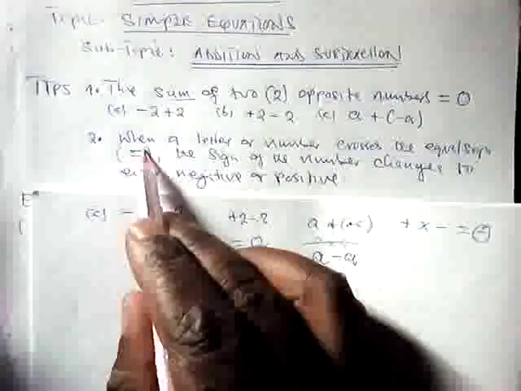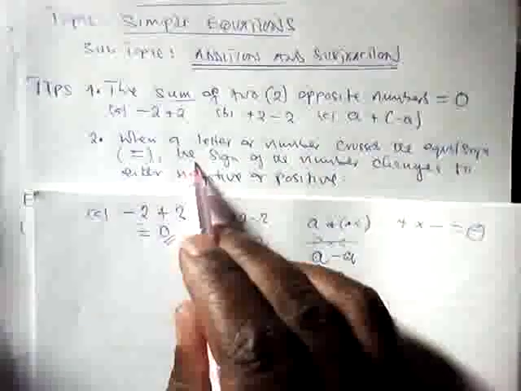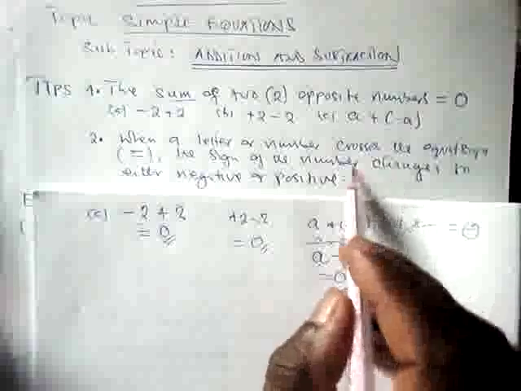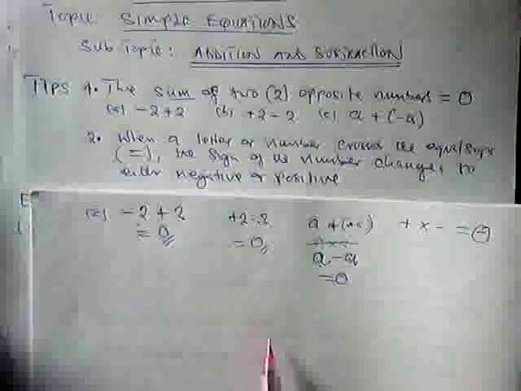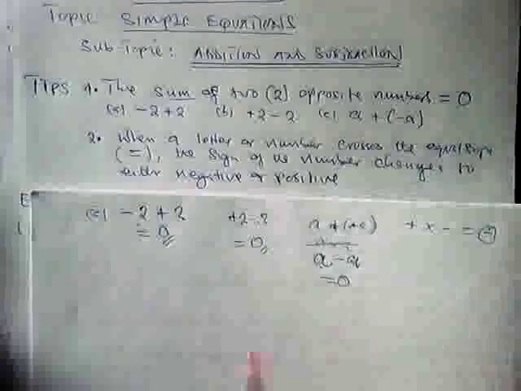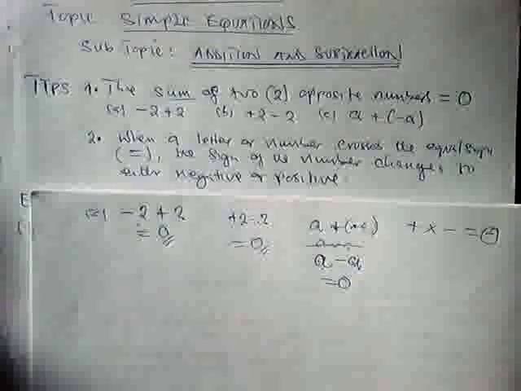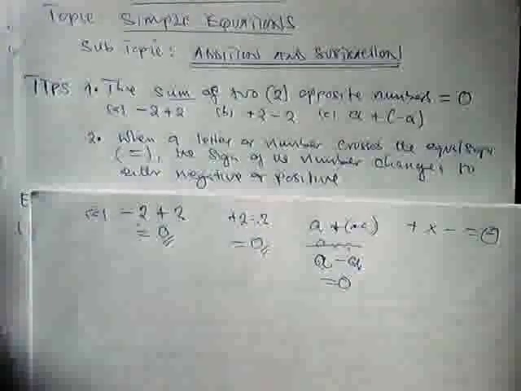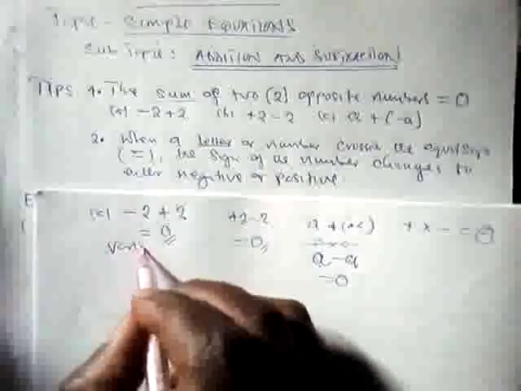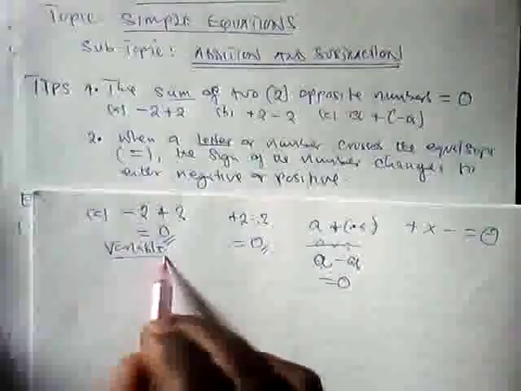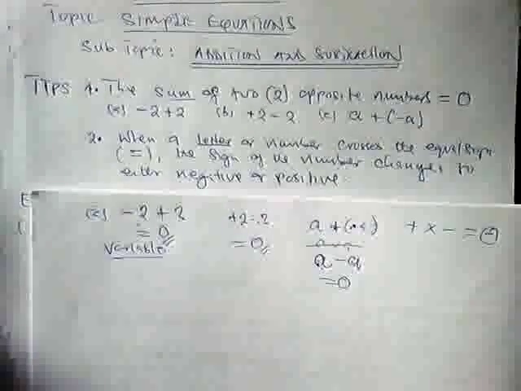Then tip number 2: when a letter or a number crosses the equal sign, its sign changes to either negative or positive. If it was positive, it will change to negative. If it was negative, it will change to positive, vice versa. A letter in mathematics, we call it a variable, because it can take any value. We don't know what a letter A represents.